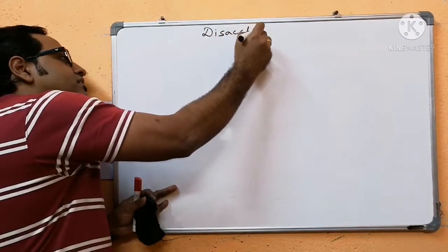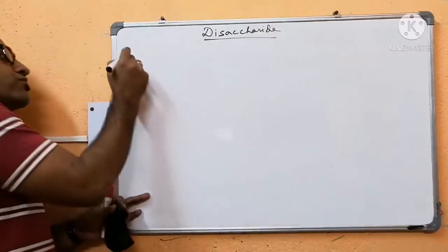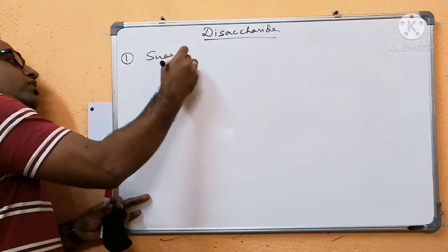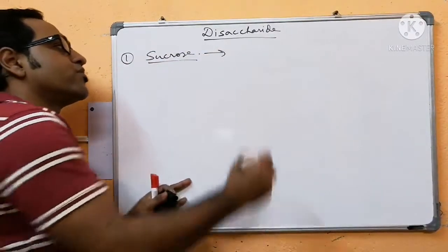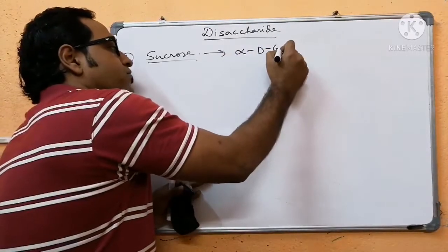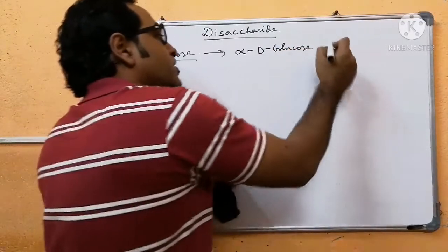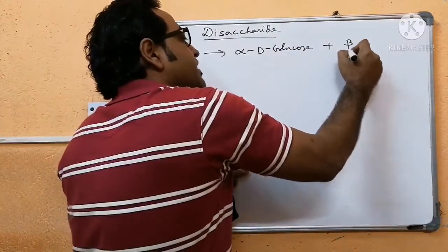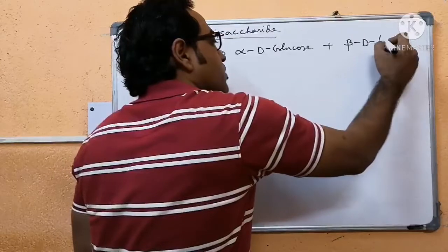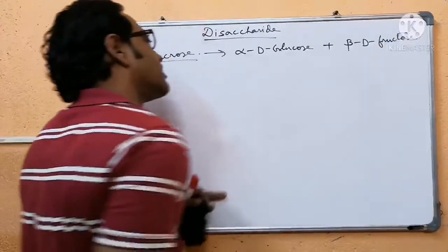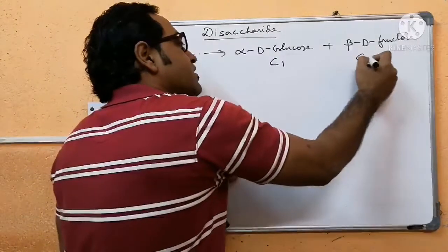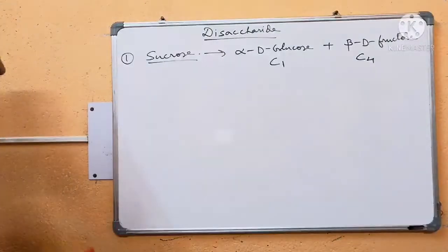Disaccharide. So the first one is sucrose. It is made up of alpha D glucose and beta D fructose. And the linkage is between C1 of alpha D glucose and C4 of beta D fructose.